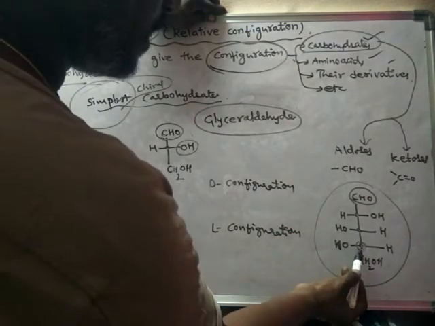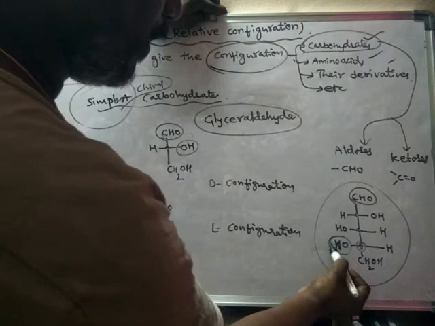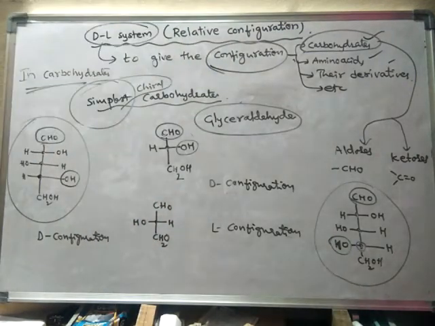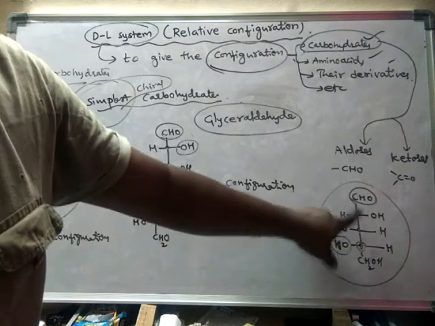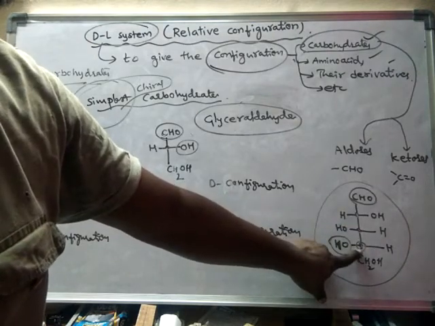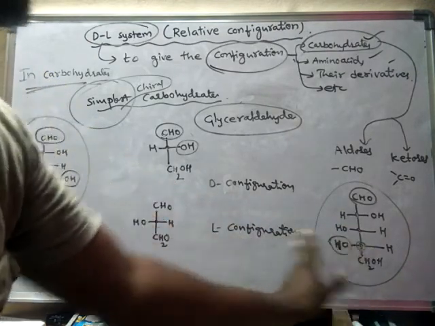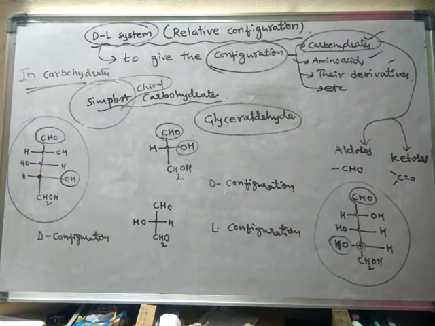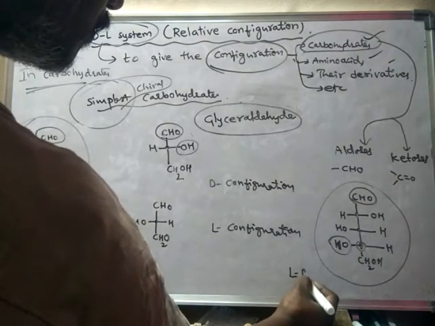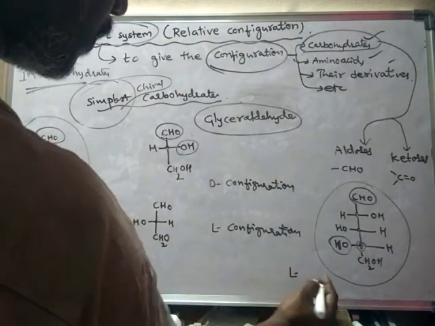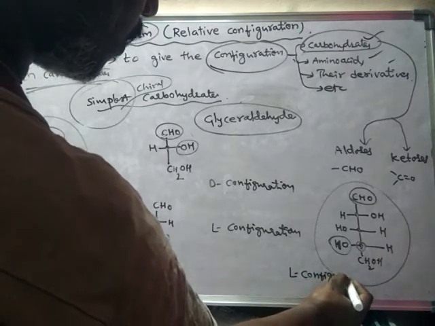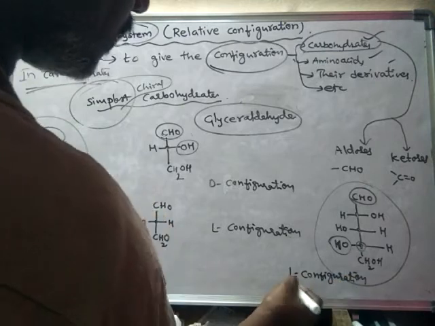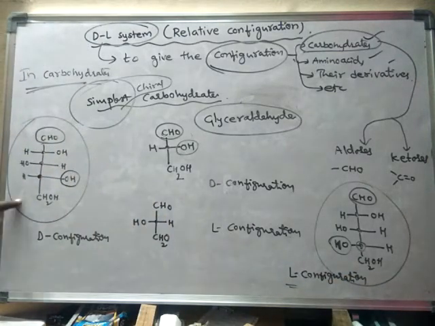On that chiral center, there is an OH group. We have to find where that OH group is present, towards the left side or towards the right side. In this particular compound, the farthest chiral center has the OH group towards the left side. Hence, it is said to be L form, L configuration. The relative configuration of this compound is L configuration. The relative configuration of the other compound is D configuration.